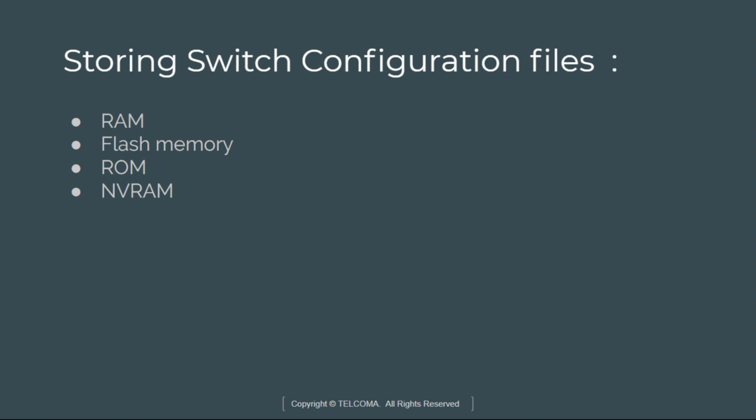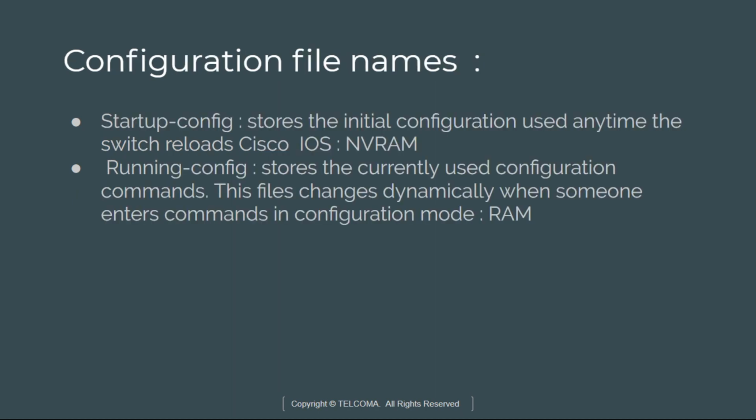ROM is read-only memory. It stores a bootstrap program that is loaded when the switch first powers on. Non-volatile RAM stores the initial or startup configuration file that is used when the switch is first powered on or when the switch is reloaded. So RAM is working memory and running configuration, Flash is Cisco iOS software, ROM is the bootstrap program and NVRAM is for startup configuration.